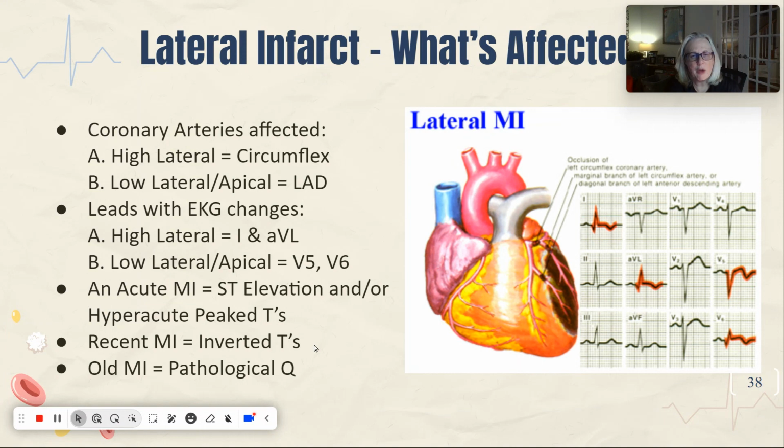And again, that pathological Q is not obvious, it's subtle. And I'm going to show them to you in class next week. An old MI shows a pathological Q in either 1 in AVL or V5 and V6, depending on if it's low lateral or high lateral. Are you getting the idea now? It's repetitive, right?